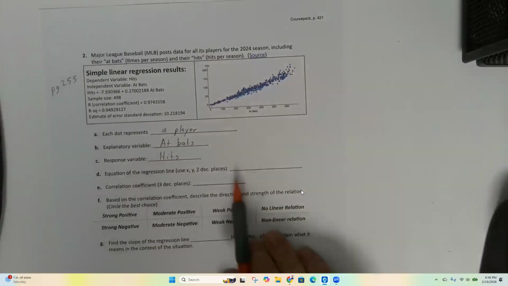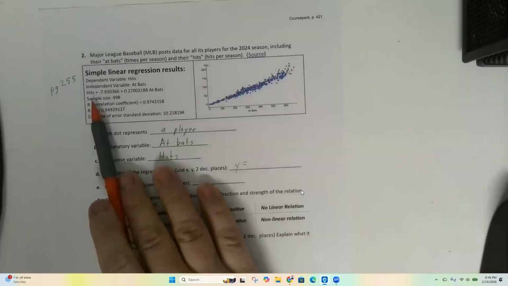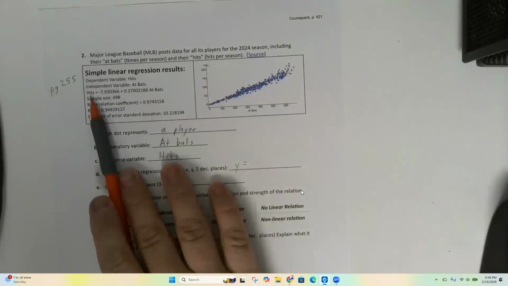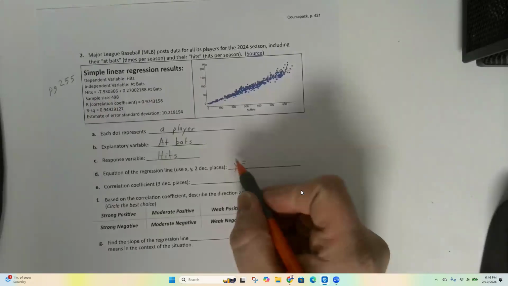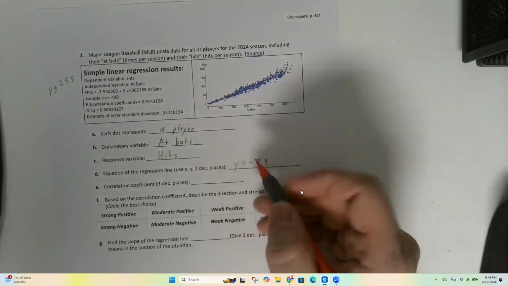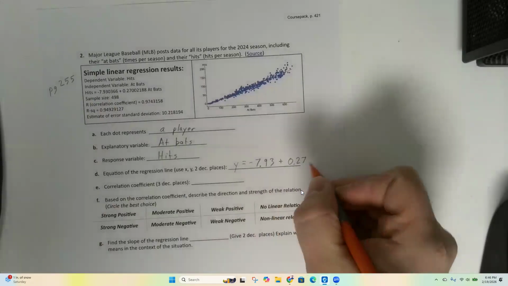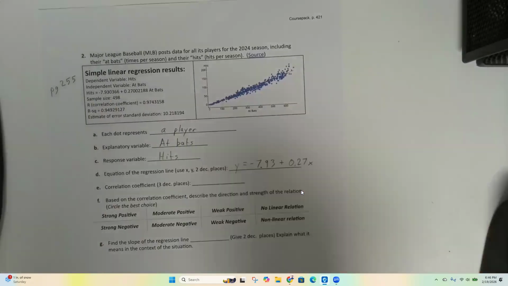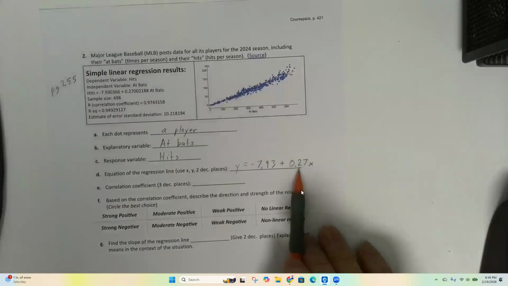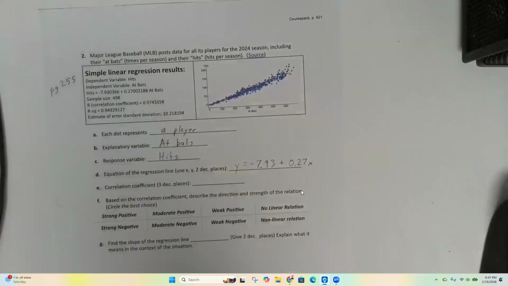Equation of the regression line. So y equals, so it's right here. Instead of writing it as hits equals, we'll write it as y equals, or y hat. Technically it's y hat. -7.93, we want two decimal places, plus 0.27x. You can switch the order around. I usually like to have the order switched around, but it's fine. We can list it out the same way StatCrunch does. This is y equals b plus mx.